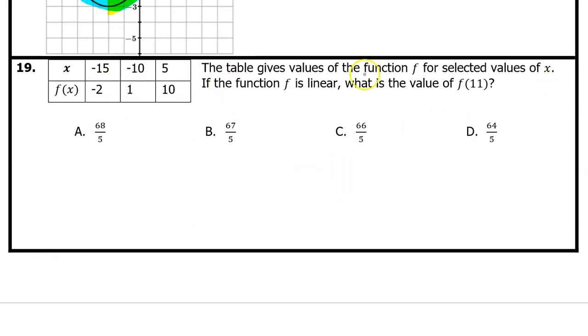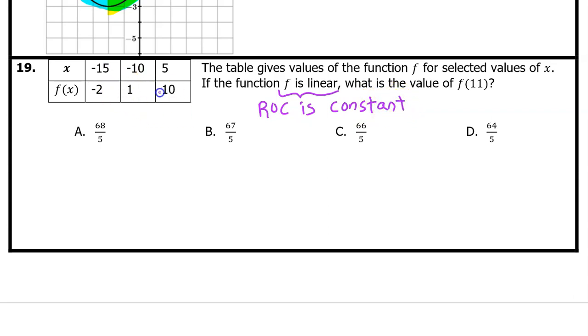Number 19. The table gives values of the function f for selected values of x. If the function f is linear, what is the value of f at 11? The significance of this part, the function is linear, is that the rate of change will then be constant. So the rate of change is going to be constant.